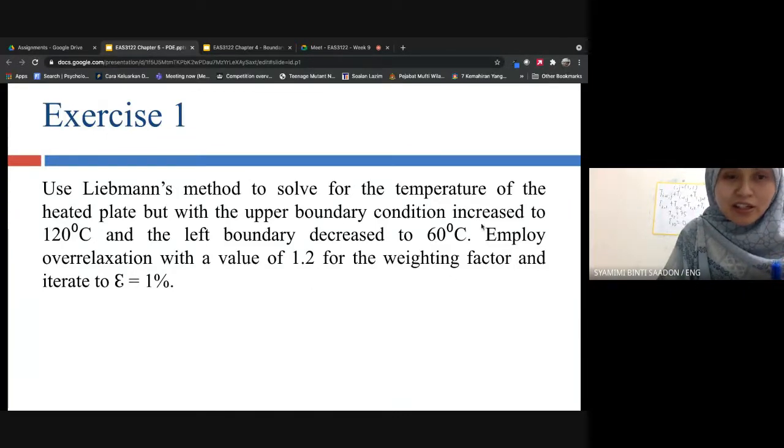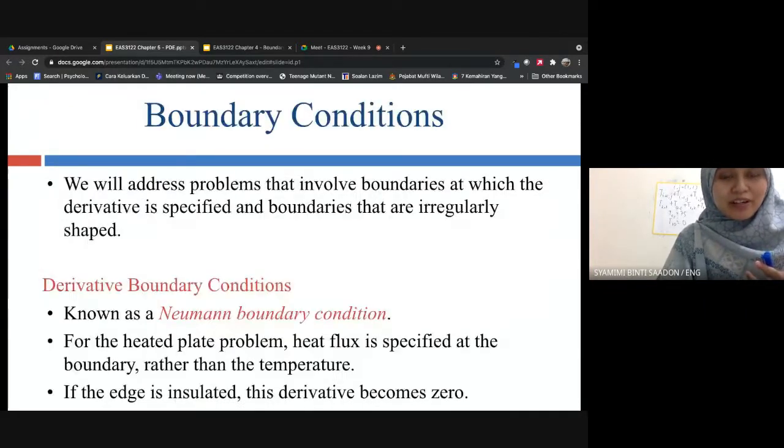Just that we change the boundary condition this time. The upper condition just now, change it to 120 degrees, and the left boundary, which just now was 75, now decrease it to 60 degrees. And then try to solve the problem. This one you can try by your own self. Okay, next.